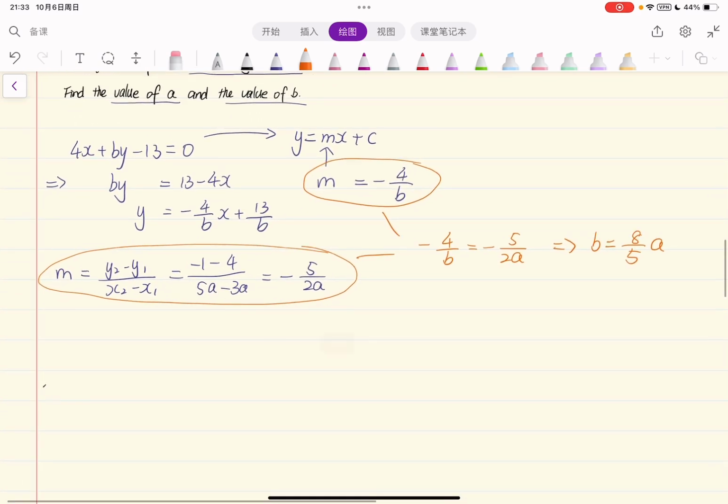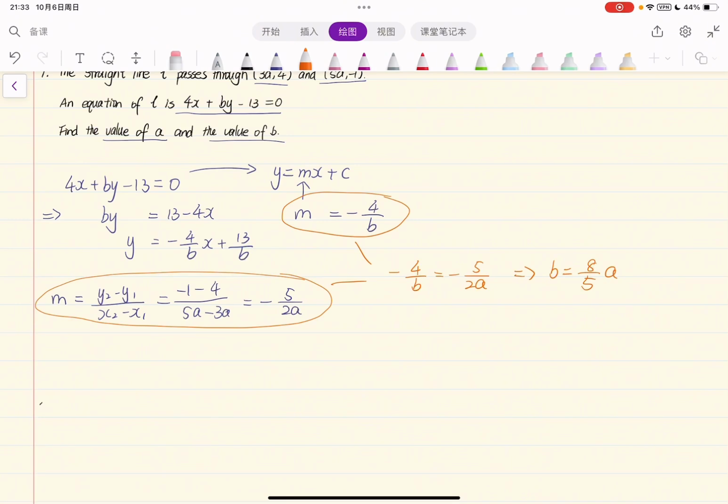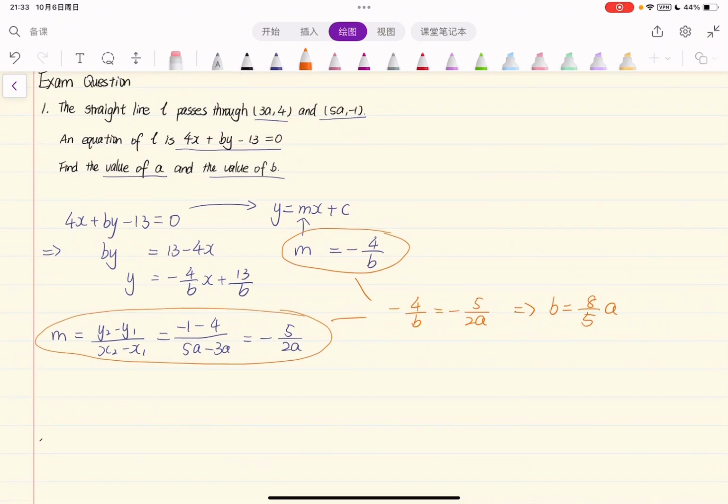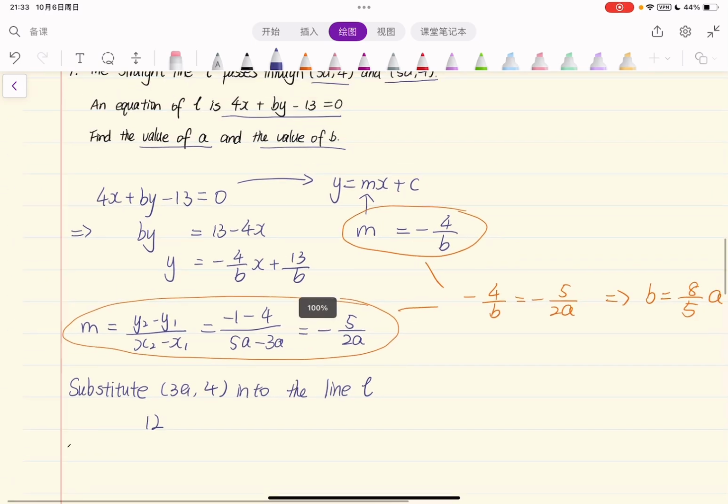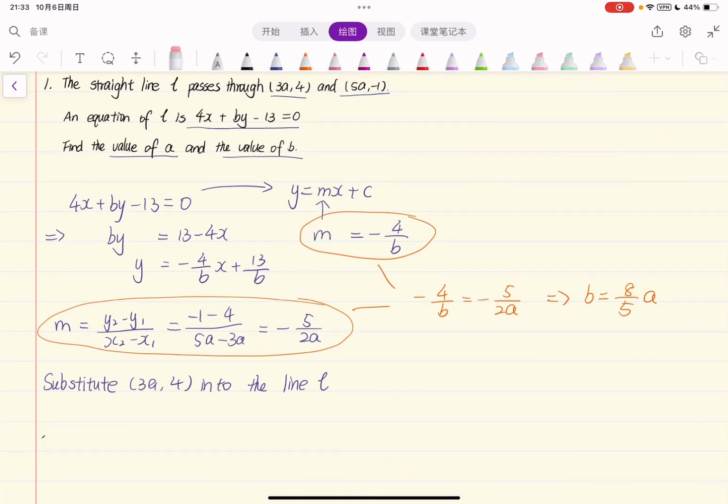Now we can substitute any point into the line L. For example, I want to substitute (3a, 4b) into the equation 4x plus by minus 13 equals 0. So substitute (3a, 4b) into the line L. So that is 4 times 3a plus 4b minus 13 equals 0.